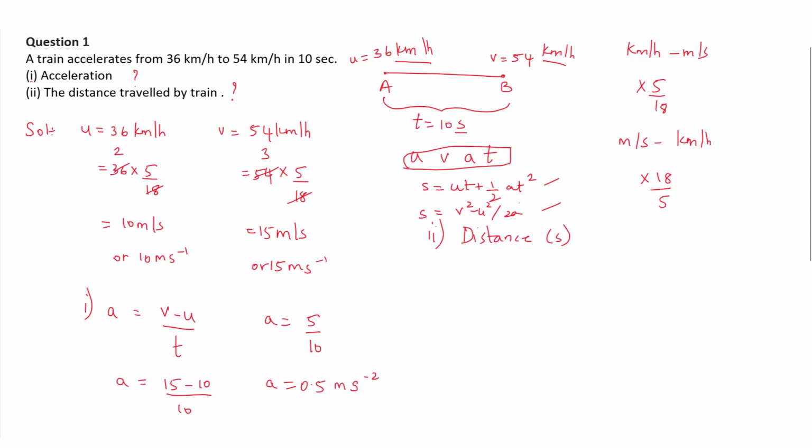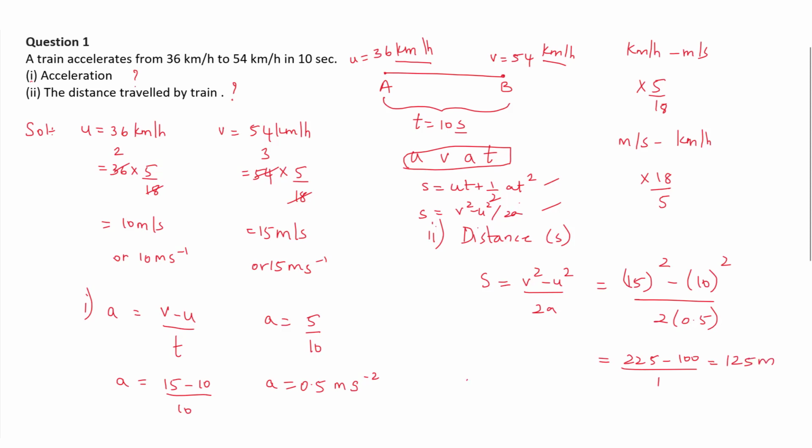Therefore, I'll use the third equation of motion, that is s equals v square minus u square by 2a. We have found v to be 15, so v square is 15 square, and u square is 10 square, and 2a is 2 times the acceleration we just found out. So 225 minus 100 by 1, since 2 into 0.5 is 1. So we'll be left with 125 meter. Therefore, s is 125 meter, the distance traveled by the train from position A to position B.